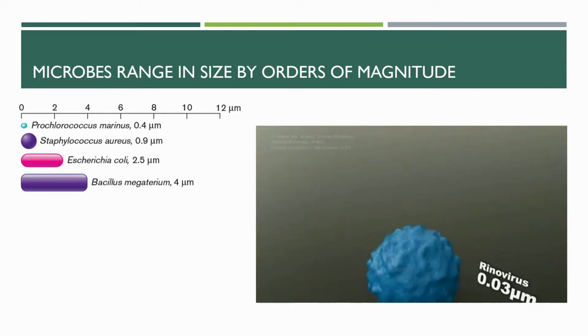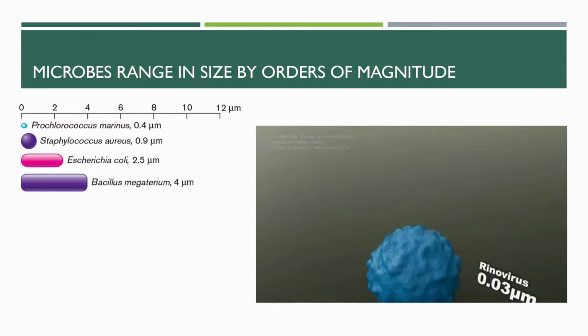And so microbes range in size by orders of magnitude. So this is just an idea of the type of scale size that we're working with when it comes to microbes. You'll see that Prochlorococcus marinus and Staphylococcus aureus, these are both bacteria, E. coli, and Bacillus megaterium. So Staphylococcus aureus, E. coli, and Bacillus megaterium are the three that we're going to work with in the lab, the majority of lab. So you can see that Staph aureus is smaller than E. coli, and E. coli is smaller than Bacillus megaterium, but they're still really, really small.